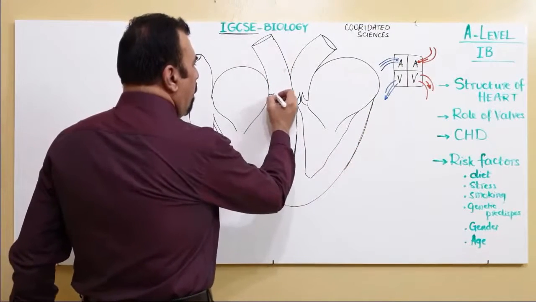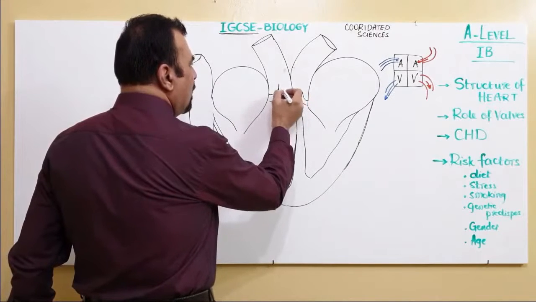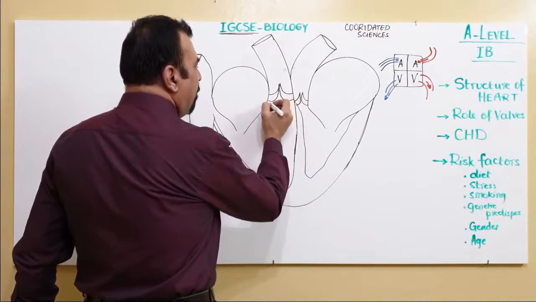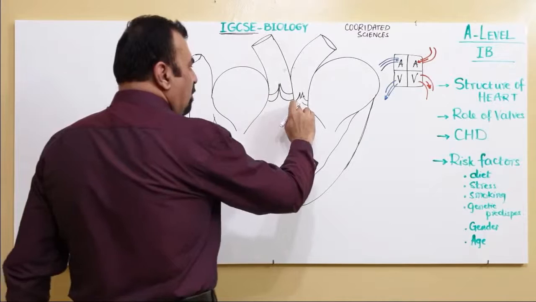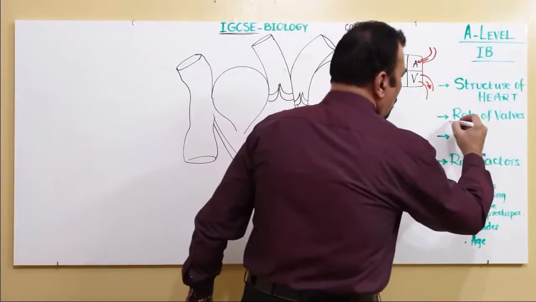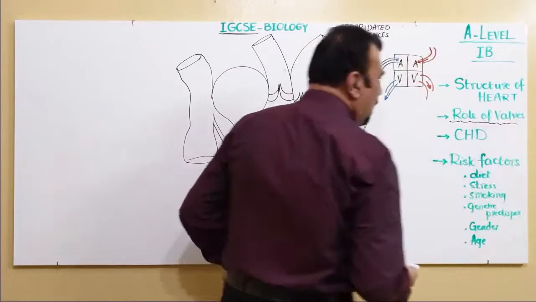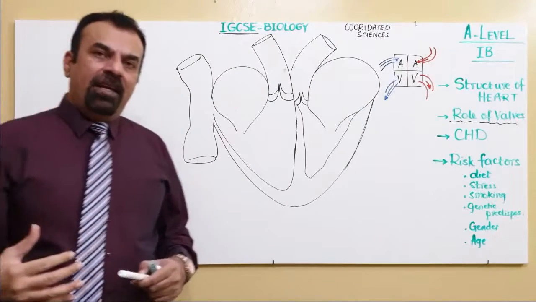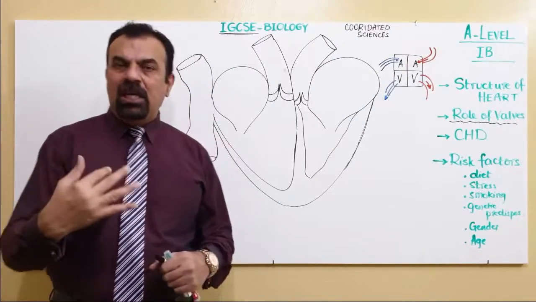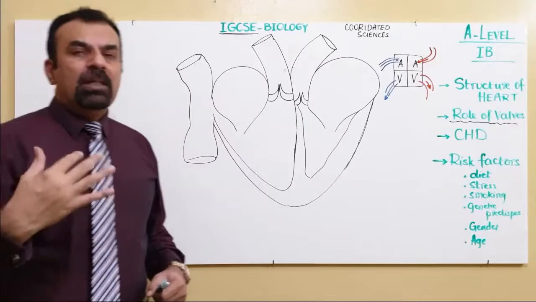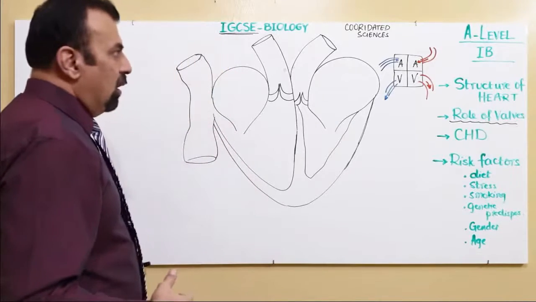So what I'm drawing right now are called valves. These are valves in the heart, and they play a very important role in regulating the one-way traffic. The blood should keep on going in only one direction. Blood should not go in the opposite direction.